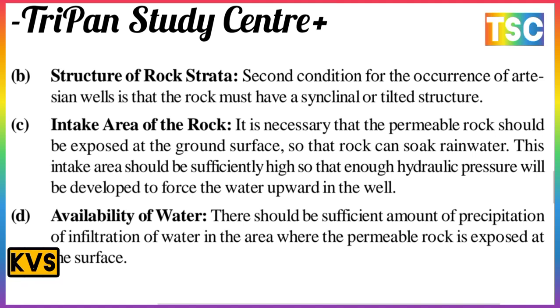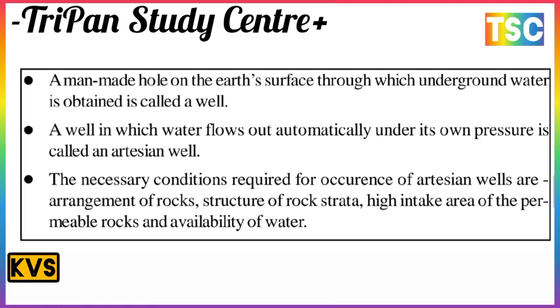There should be a sufficient amount of precipitation and infiltration of water in the area where the permeable rock is exposed at the surface. Here the important fact: a man-made hole on the earth's surface through which the groundwater is obtained is called a well. That is the most important. A man-made hole on the earth's surface through which the underground water is obtained is called a well.